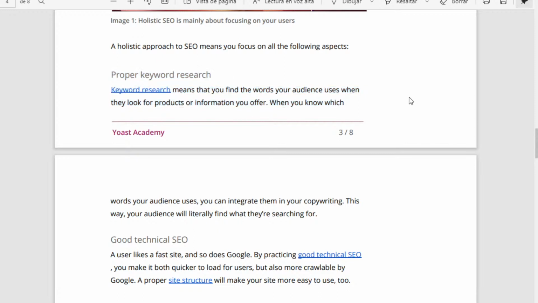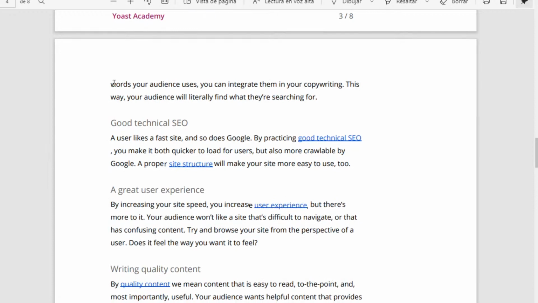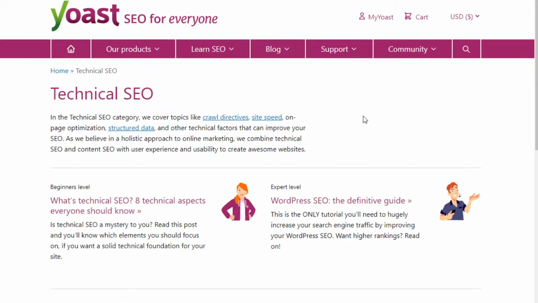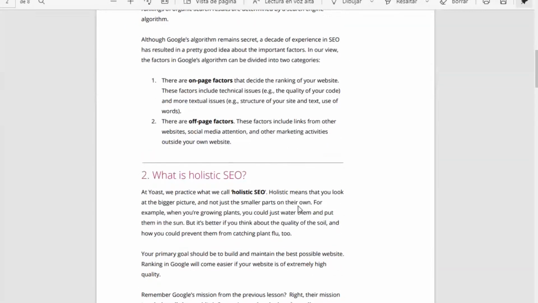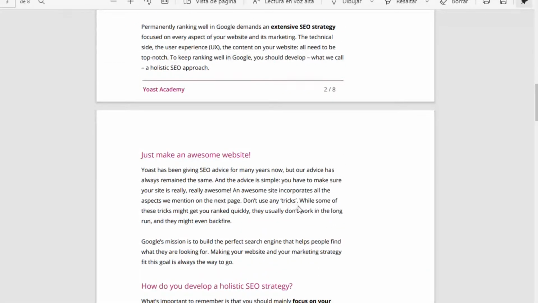Proper keyword research. Keyword research means that you find the words your audience uses when they look for products or information you offer. When you know which words your audience uses, you can integrate them in your copywriting. This way, your audience will literally find what they're searching for.